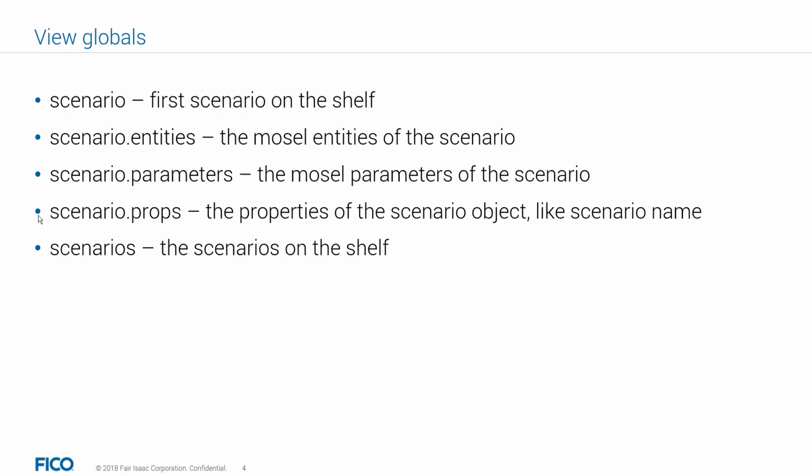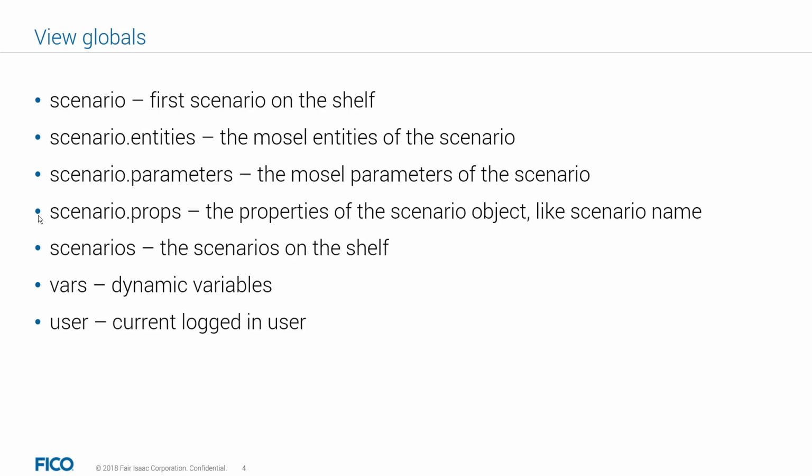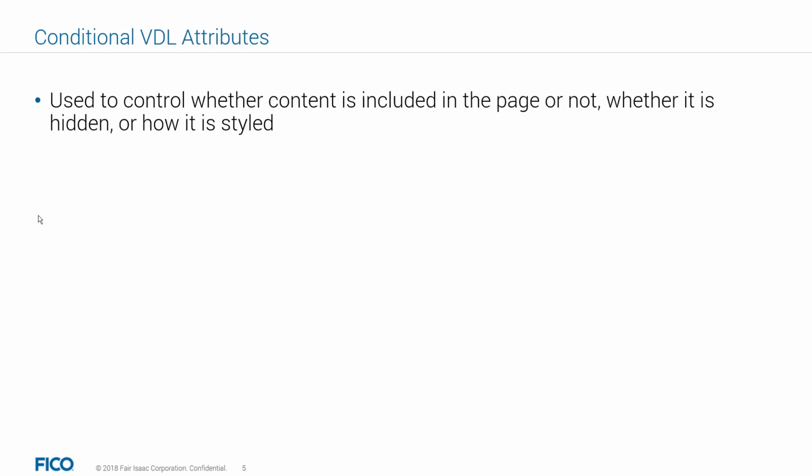You also have access to the scenarios object, which is an array of all the scenarios that you have on the shelf. There's a vars global object which contains all the dynamic variables. And there's also a user global object which has information about the current logged in user. There's a lot that you can do with VDL expressions, but for this session, we're going to talk about two broad use cases. The first one is conditional VDL attributes. Conditional VDL attributes are used to control whether content in a page is included or not, whether it's hidden or not, whether you want to apply a particular styling to a particular section of the page or not.